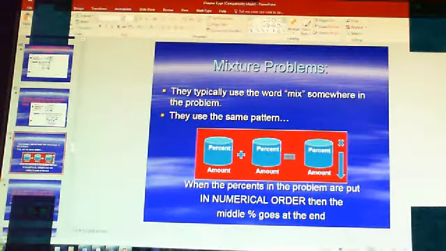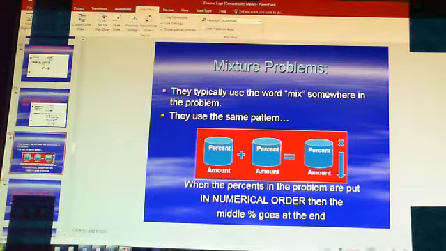Okay, today we are back with the slideshow. Ta-da! Today we're going to talk about mixture problems.